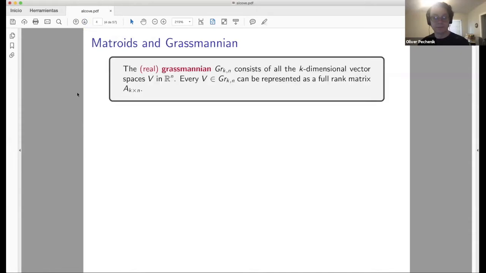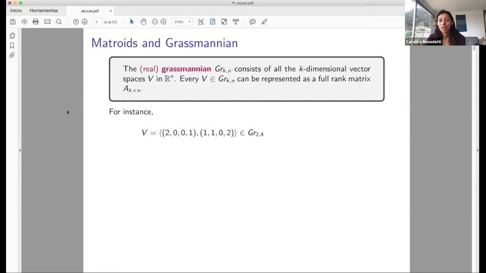Okay, so the real Grassmannian, which I'm going to denote by Gr(k,n), consists of k-dimensional vector spaces in R^n, and each one of these k-dimensional vector spaces can be represented as a full rank matrix if you fix a basis for your vector space. So for instance, if you have the subspace spanned by these two vectors in R^4, then you can think of this vector space as this rank 2 by 4 matrix.